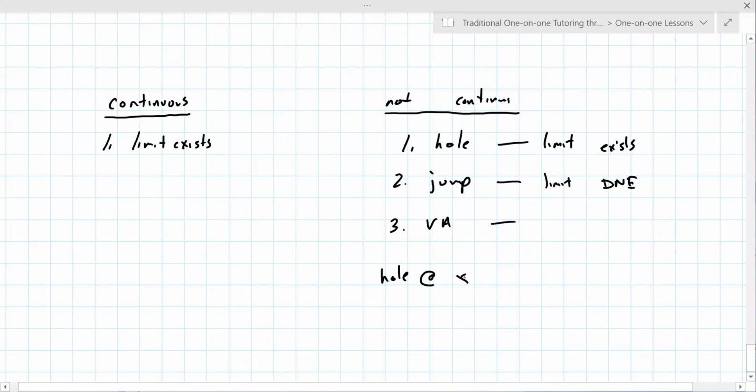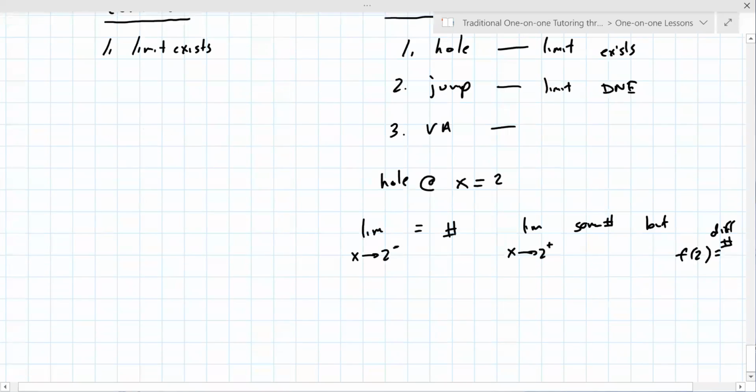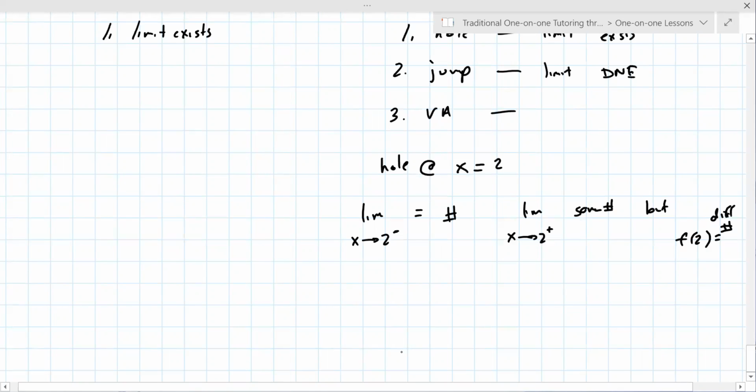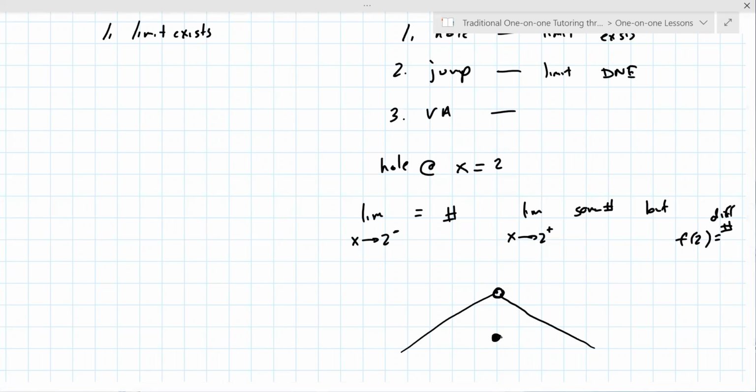Let's say it is a hole at x equals 2. The limit as x approaches 2 from the left equals a number, and the limit as x approaches 2 from the right is the same number, but f of 2 equals a different number. Okay. So it's like from the left, from the right, but then it's defined down there. Okay, got it.